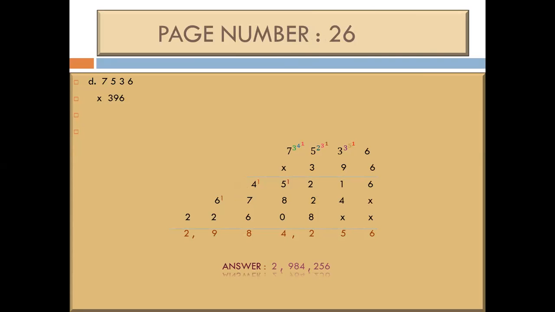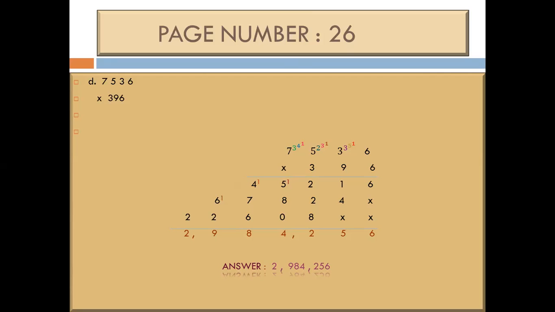6 fives are 30. 30 and 2, 32. We put there 2 and carry the 3 on 7. 6 sevens are 42. 42 plus 3, 45. Now we have completed the ones place multiplication.